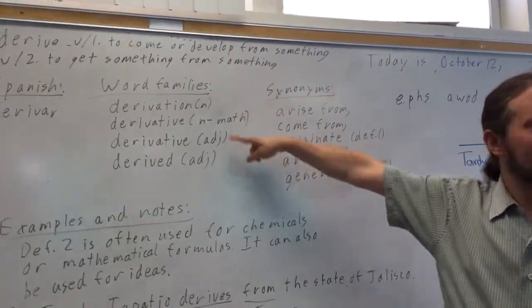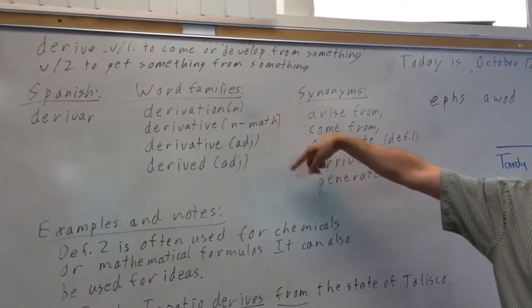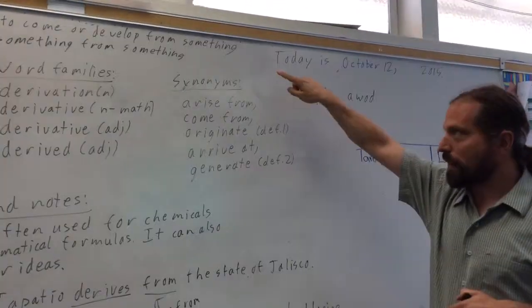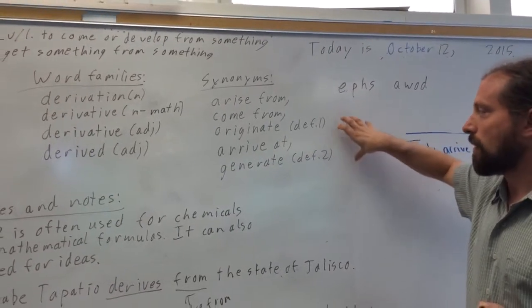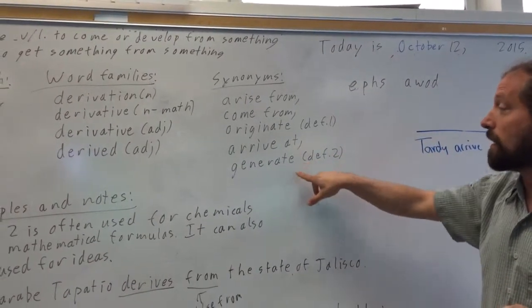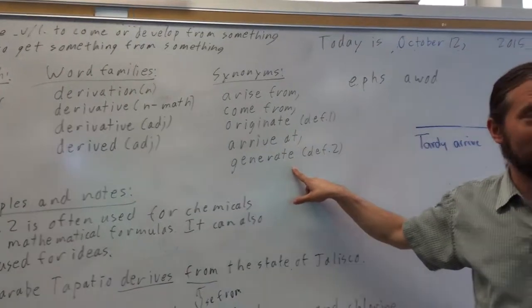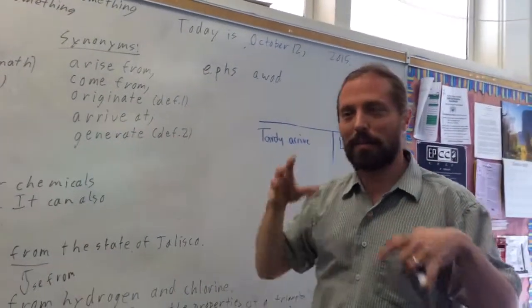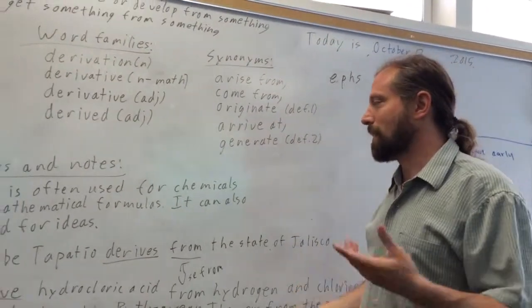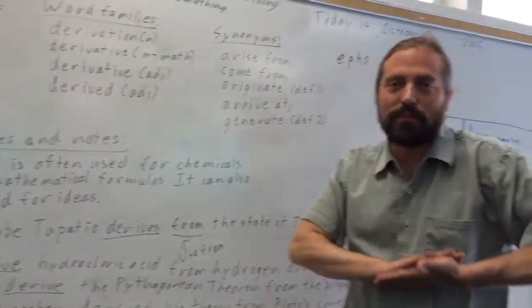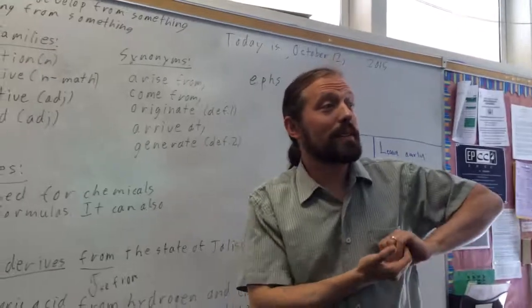Does anybody have questions about these right now? Okay. Synonyms, number 1: arise from, come from, or originate. And number 2: arrive at or generate. So how do we generate this formula in math? We start with something, and when we figure out what the formula is, we generate it, we derive it. We get the formula from something, other information. Okay, are there any more questions?